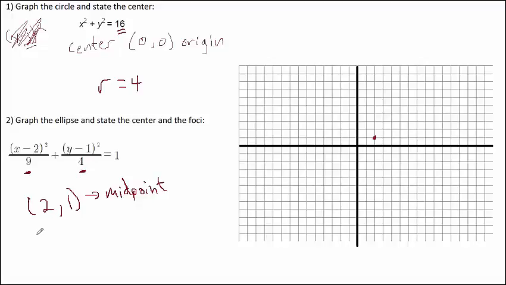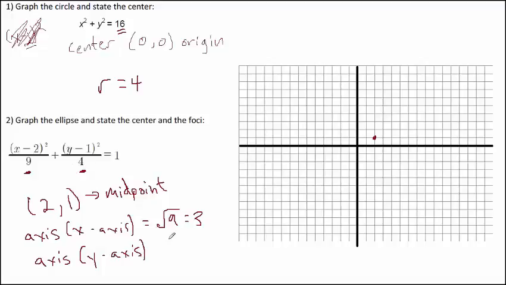So the distance from the center, or the axis along the x-axis, is going to be the square root of 9, which of course is 3. And then the minor axis, the smaller axis, the one along the y-axis, in this case it's smaller because the denominator is smaller, it could be larger, is the square root of 4, which of course is 2.